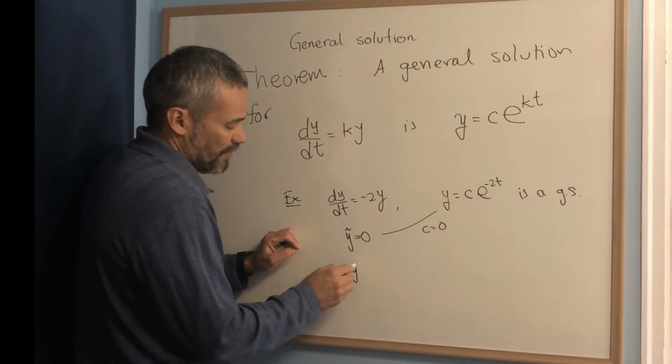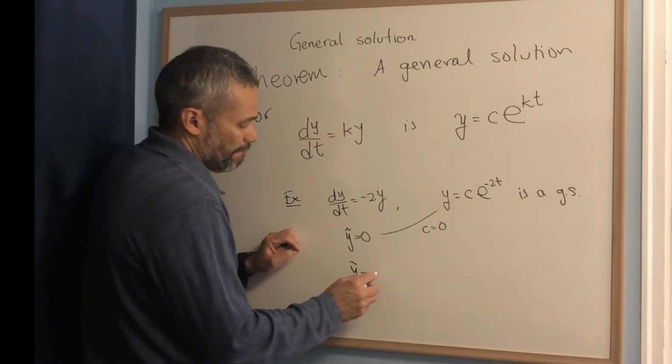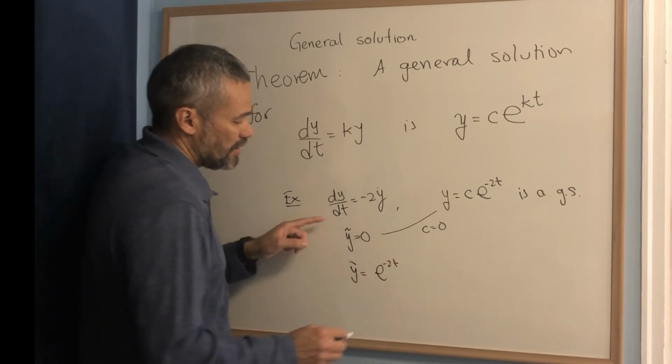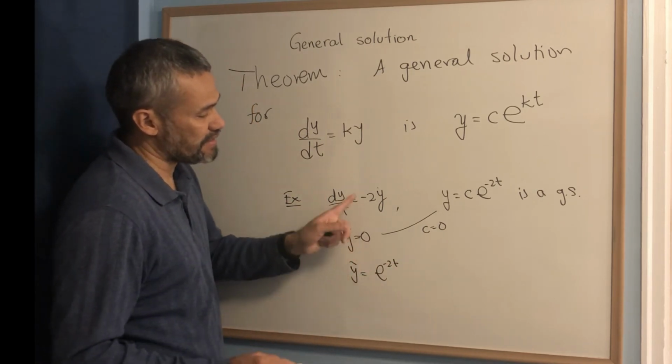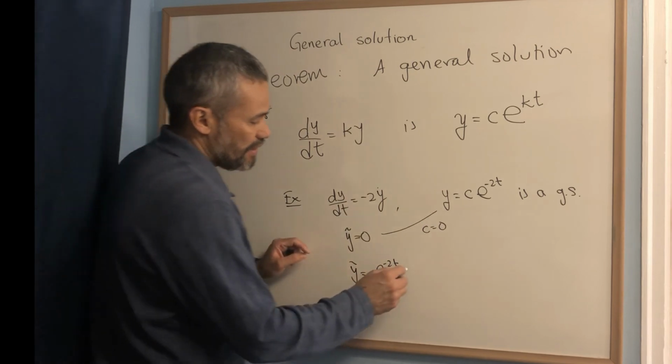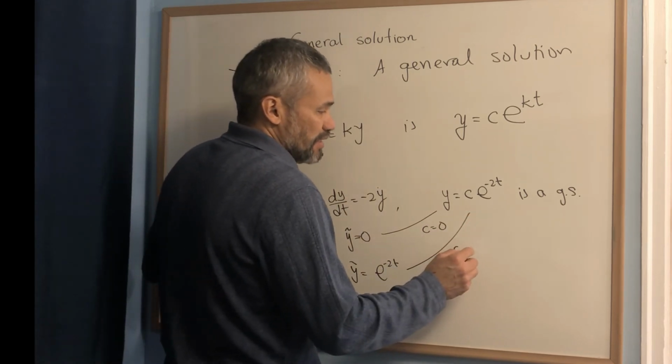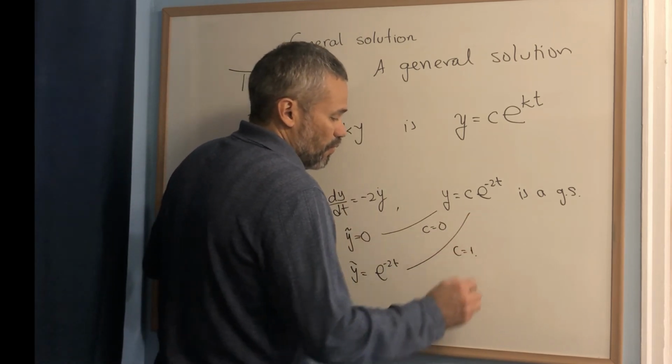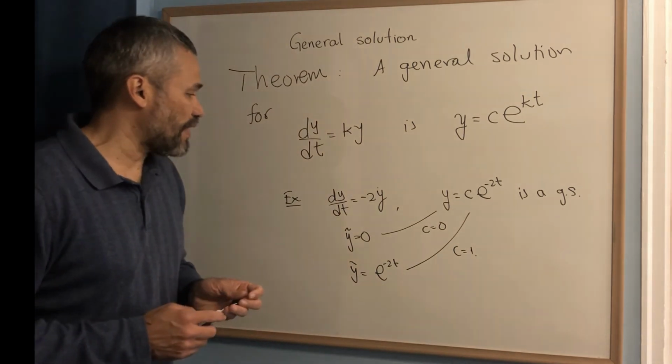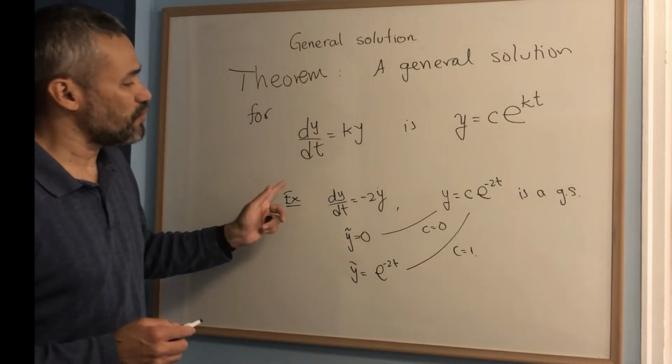Or for example, if I know that e to the negative 2t is a solution of this, can I find a c such that these two are the same? Yes, if I make c equal to 1. Then that's the idea of a general solution.